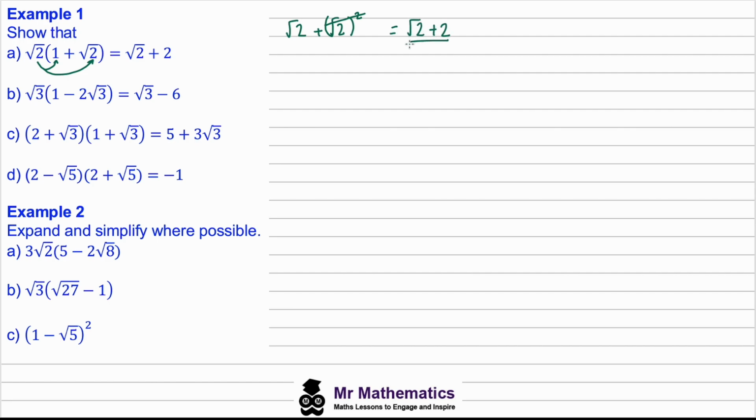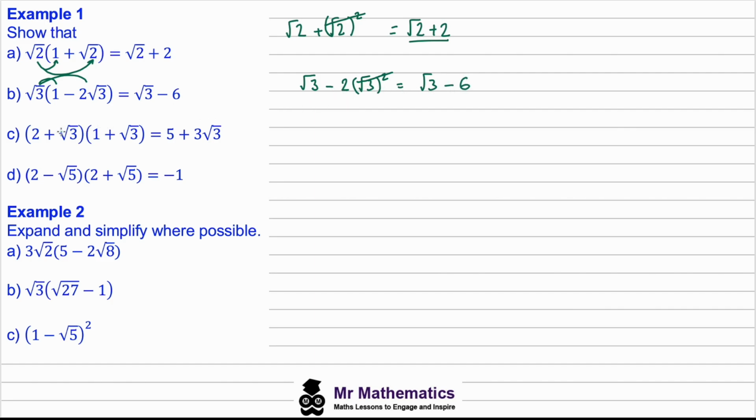Okay? For part B, we'll expand out the root 3 times 1. This will give us root 3. And then we'll have the root 3 times the 2 root 3. This will give us minus 2, and then the root 3 multiplied by itself will give us root 3 squared. The square and the square root will cancel, so we've got root 3, and then the 2 times the 3 will give us the 6.